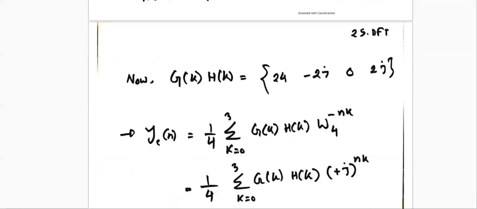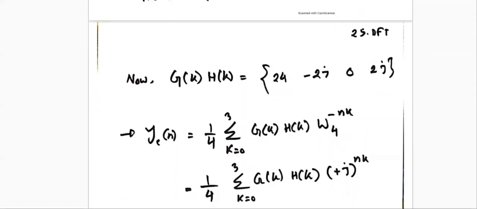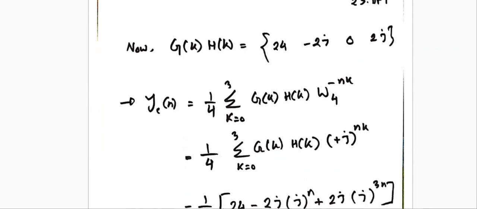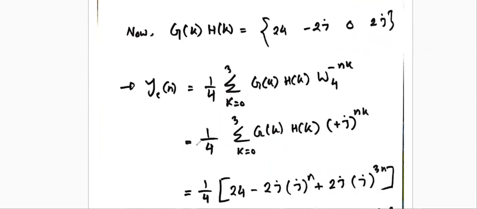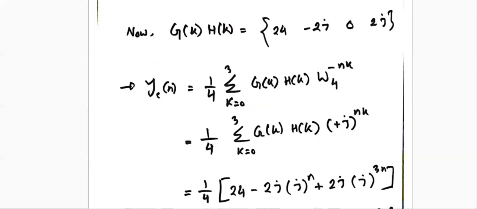And then we need to multiply them. This multiplication is point-to-point multiplication. If you can follow, 4 multiplied with 6 is 24. 1 minus j and 1 minus j gives this value. Minus 2 and 0 gives 0. 1 plus j and 1 plus j is twice j. We have these values. And this is the last portion. Here, what we need to do is the inverse discrete Fourier transform of our product. We have already found this.